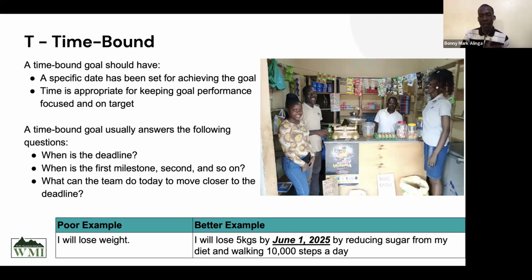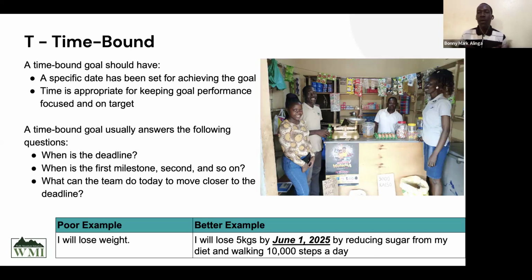And as I continue to measure how I am progressing in the 3rd, 5th, 6th, 7th month, or the 3rd quarter, I'm looking at the coverage of what I have done and answering the question of when is the deadline, when is the first milestone, second, and so forth coming through. Am I winning? Am I succeeding? Am I reaching out to my goal? What can the team do today to move closer to the deadline?